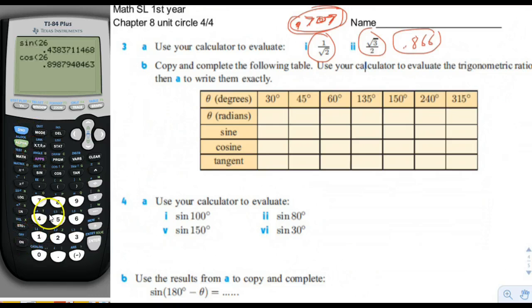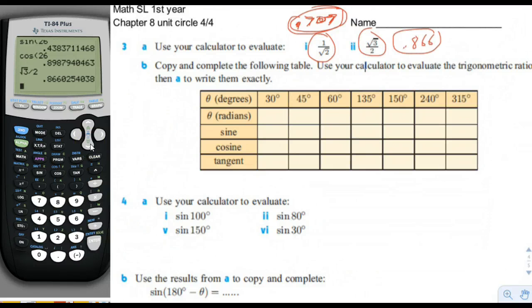Let's do that one. Square root of 3 divided by 2. Remember, you need to press the arrow there. 0.866. Yeah. Okay.